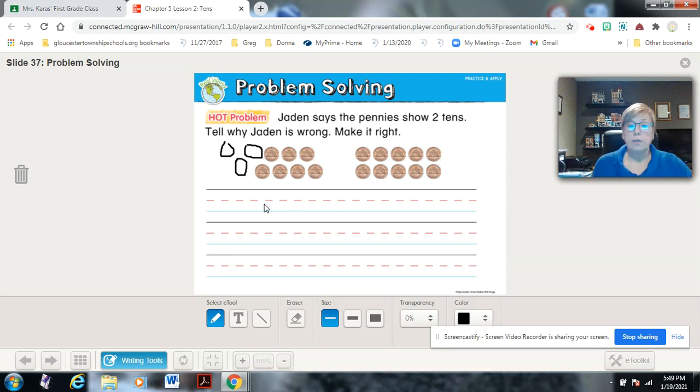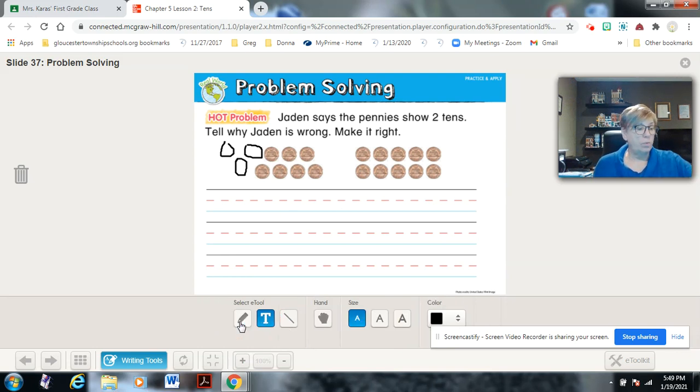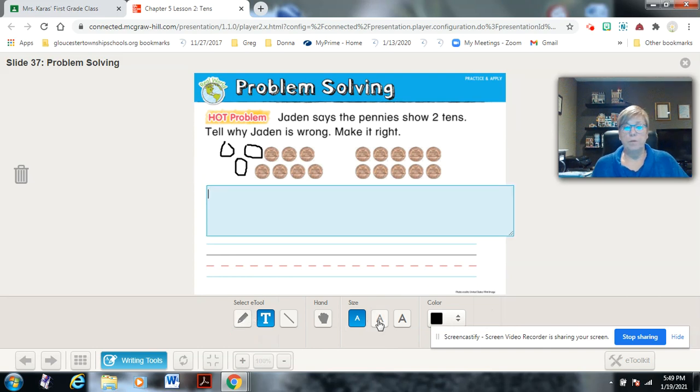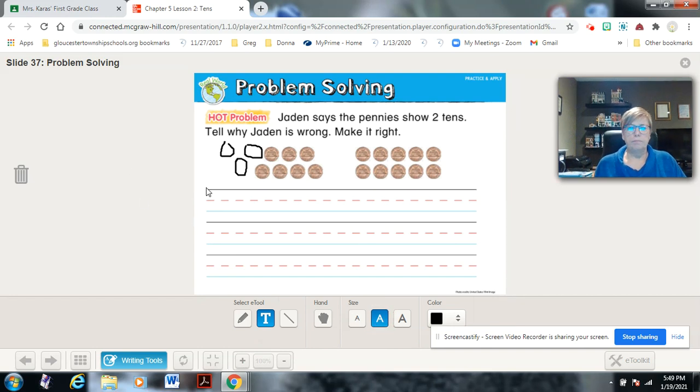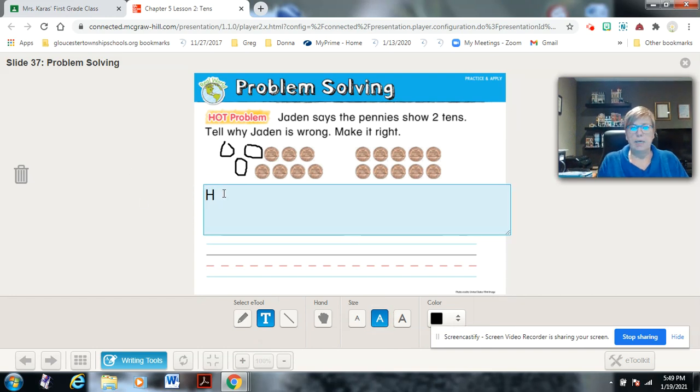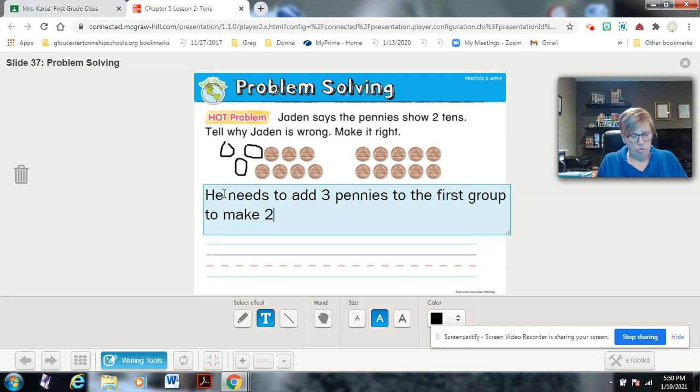So I'm going to, let's type what we had to do so that we can, all right. He needs to add 3 pennies to the first group to make two groups of 10.